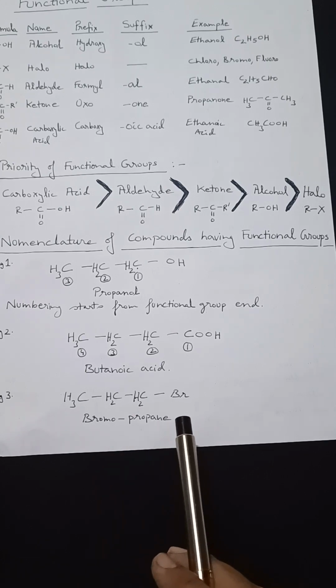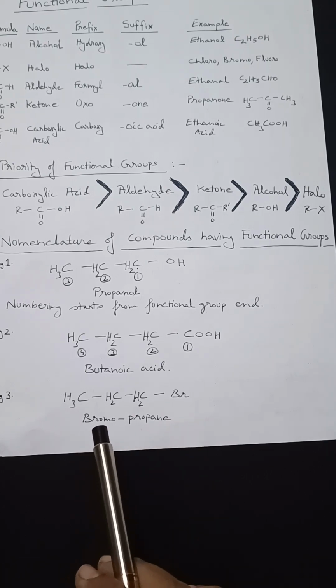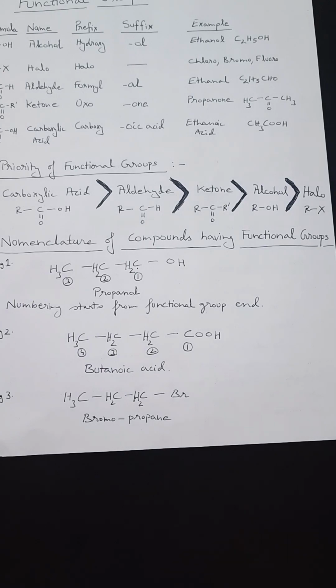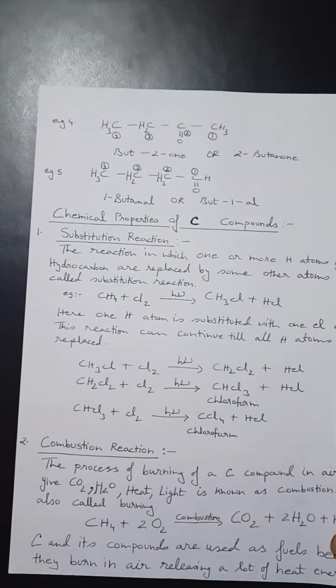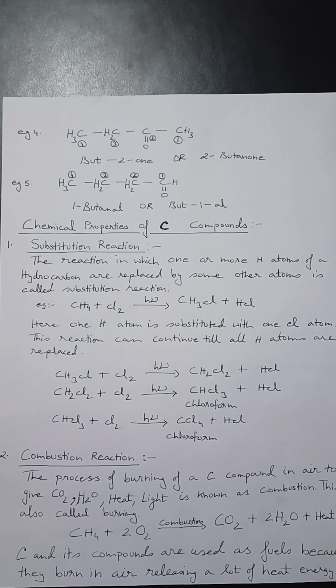Similarly, if any halo is added, the halo comes first, so it becomes bromopropane on the basis of the number of carbon atoms. Okay, let's see a few more examples here. It becomes butanone or 2-butanone for ketone. And one more example I've taken is for the aldehyde, that is 1-butanol or but-1-ol.